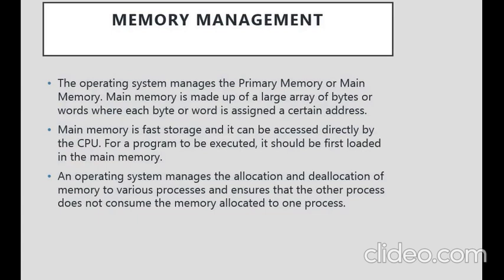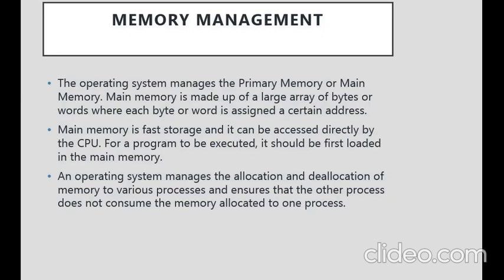The operating system manages the primary memory or main memory. So the operating system handles the responsibility of storing any kind of data, system programs and user programs in a memory. Whatever program is executed, it has to be present in the main memory. So main memory provides a fast storage that can be directly accessed by the CPU.